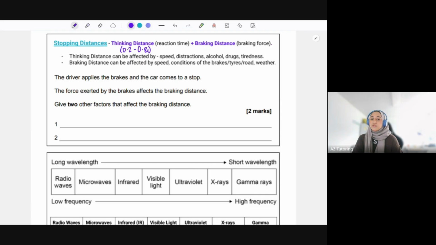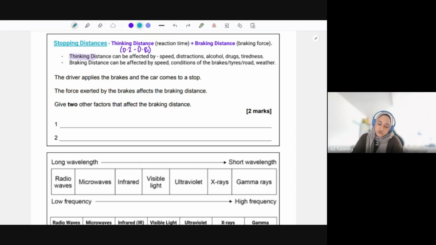Just be careful which one you say your conditions are for. For example, thinking distance is affected by how fast you're going, distractions, if you've taken alcohol, drugs, tiredness, caffeine, that's all thinking. Braking distance can be affected by the condition of the brakes, the tires, the roads, weather, whether it's icy, rainy, and so on. When you learn to drive and do your theory test, they do assess you on this as well. So it will come back, you will see this again.